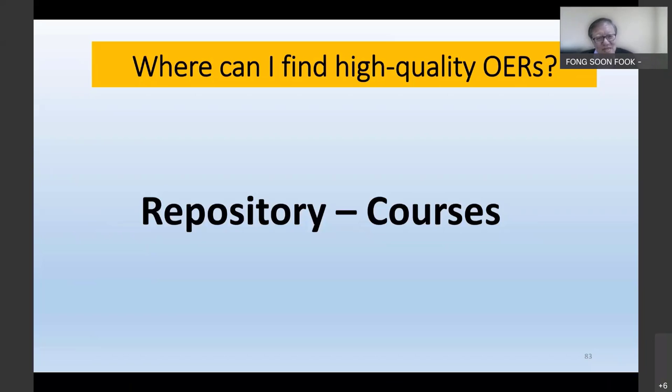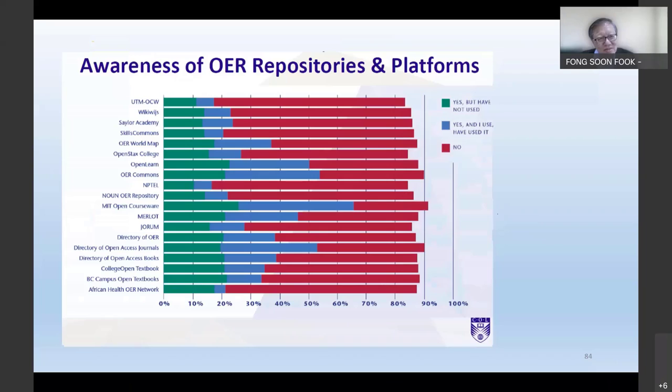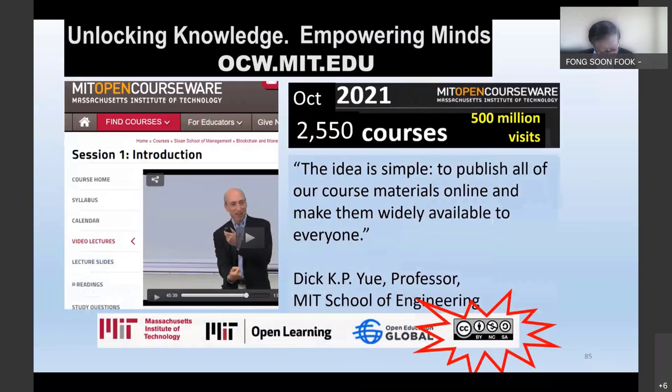Repositories, courses. The first one, very high, is MIT OCW. Khan Academy. I give you the list there. Later in your free time, especially those who will be involved in training, you go into many of them to find that there are actually many other repositories that share all this.